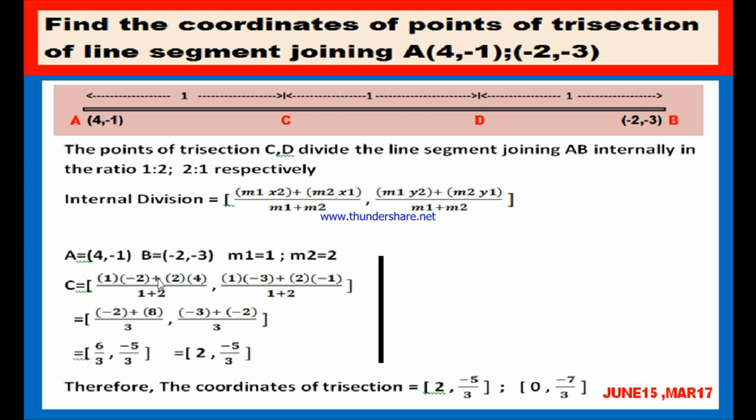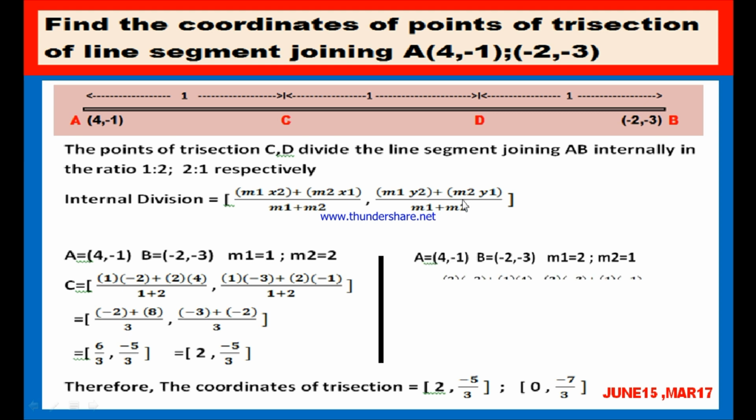1 into -2 is -2 and 2 fours are 8. 1 into -3 is -3 and 2 into -1 is -2, by 1 plus 2, which is 3. Here also 1 plus 2 is 3. Now 8 minus 2 is 6 by 3, and 6 by 3 is 2. And -3 minus 2 is -5 by 3. Therefore, one point of trisection is (2, -5/3). Now let us find the coordinates of D.